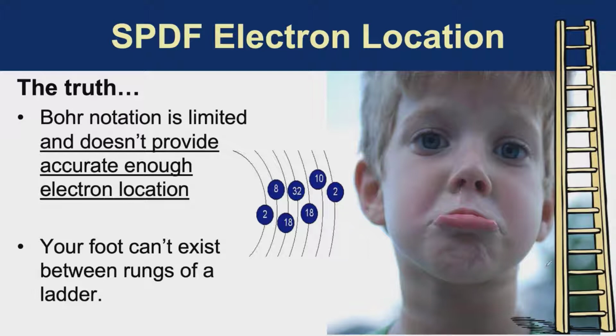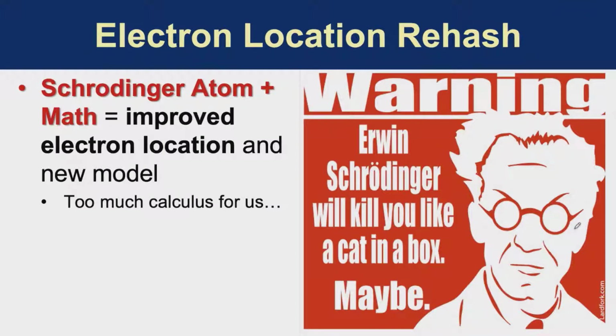You could think of it like this. Here we are back with our ladder. The only place you can put your foot is on the rungs of a ladder, and that is like the principal energy levels of the Bohr atom. But what we learned is that in the most modern atom, there are regions of probability, like an electron cloud, and an electron could be really anywhere between the rungs that we see here. So we had to improve the way we represented electron location and configurations.